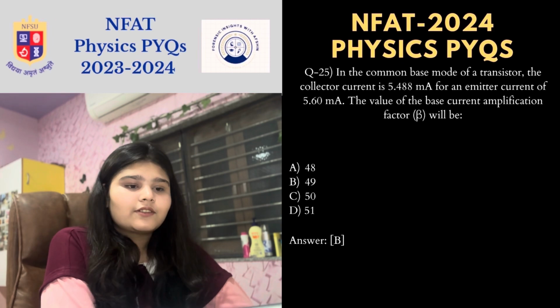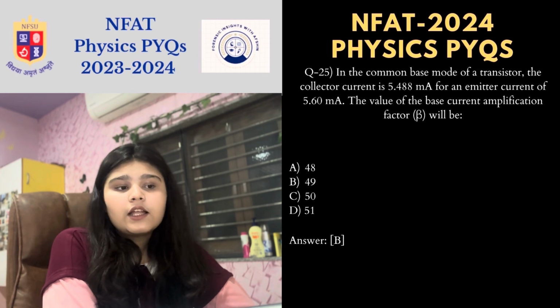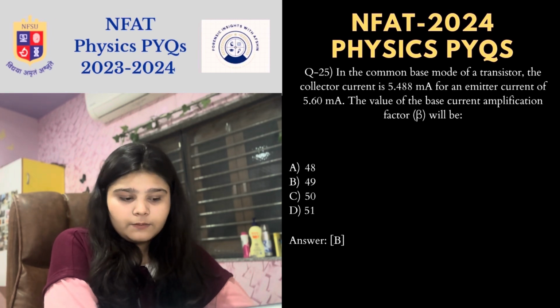Next question. In a common base mode of a transistor, the collector current is 5.488 for an emitter current of 5.6. The value of the base current amplification factor will be.